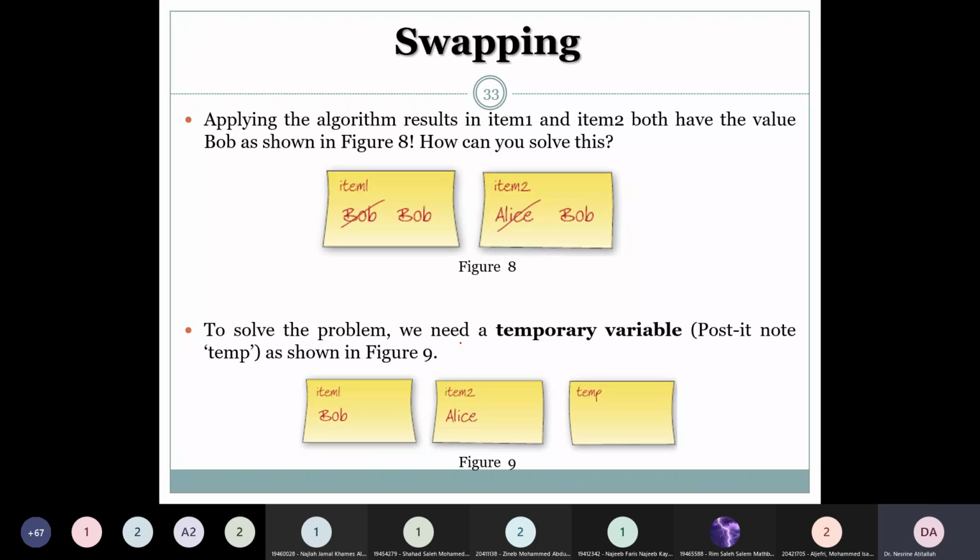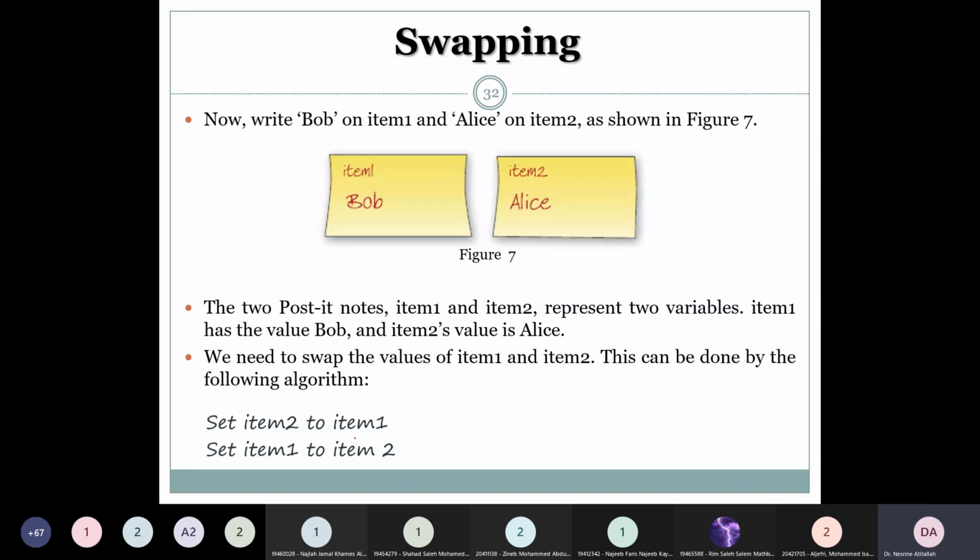Look, this is item 1, this is item 2. I will set item 2 to item 1, so it will be Bob here. Are you okay? This is Bob. And now set item 1 to item 2. This is item 1, this is item 2, Bob. So I will write Bob here, again.